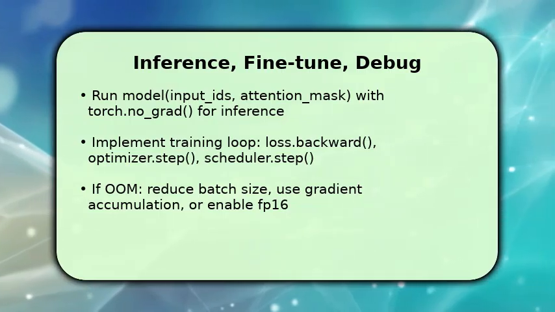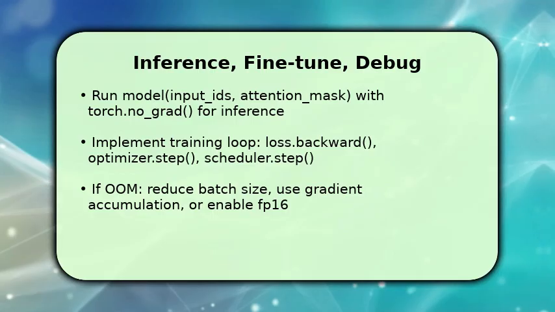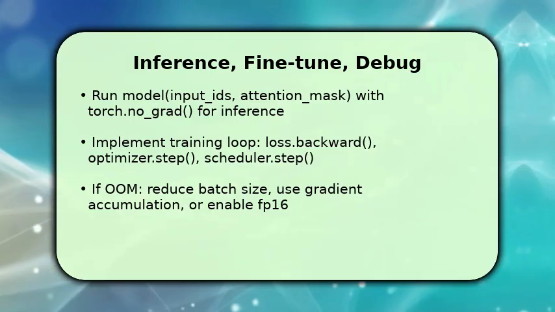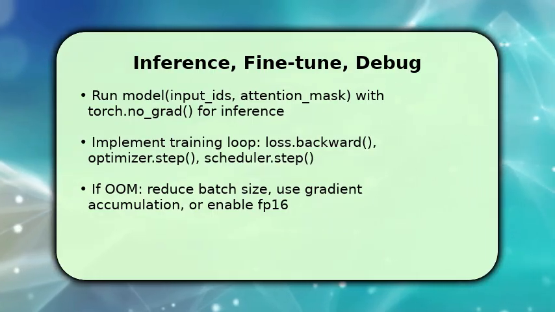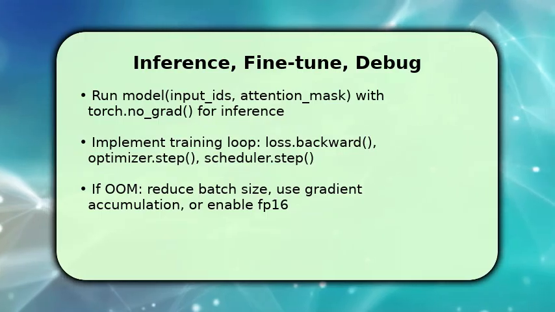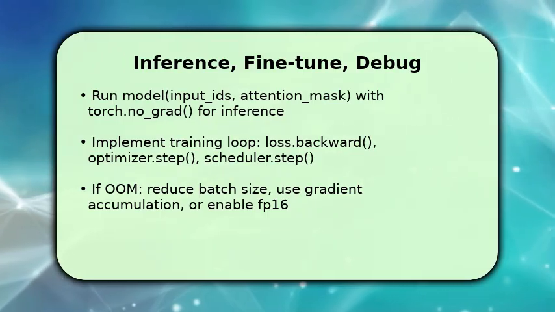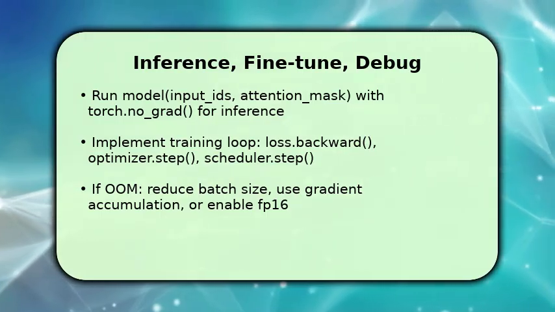To fine-tune, switch to model.train, compute loss, call loss.backward, then optimizer.step and scheduler.step, and remember to zero grad between iterations. Once done, save model and tokenizer with save_pretrained.